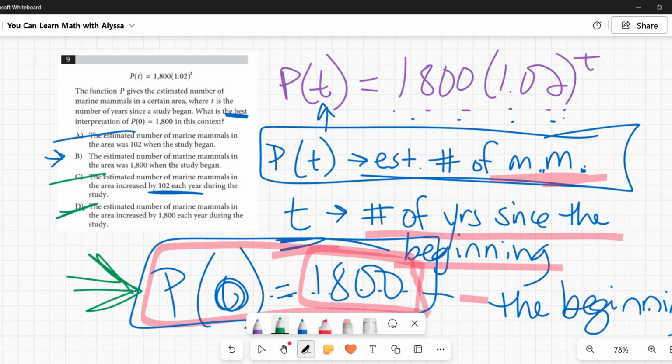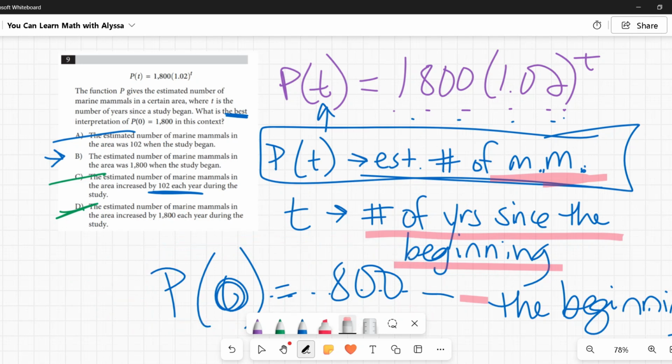I keep talking about the best wording up here, and it's because I really want you to pay attention to that when it says the best interpretation. They were pretty kind in this one in that only one of these is actually accurate. The other three are not. A lot of times when they say the best, there will be two in there. Generally not three. I'm trying to think if I've ever seen three. I don't think so. But a lot of times there will be two that are correct, but one is better.